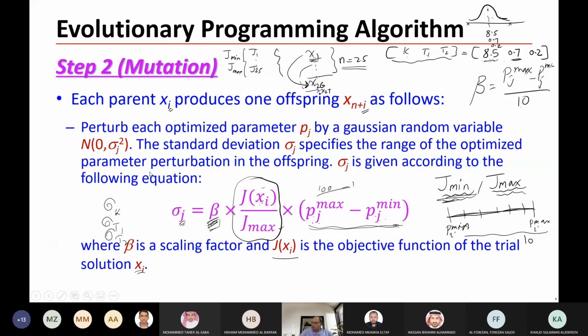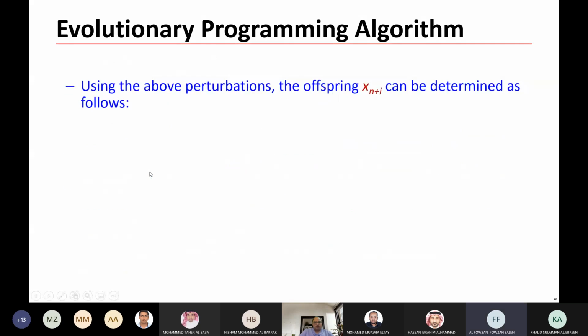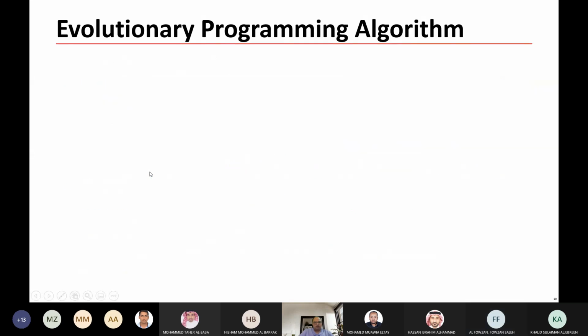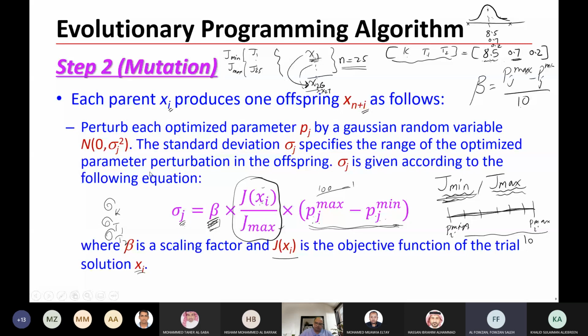Is it clear? Any questions? Doctor, just a quick question. When we divide the interval into, for example, 10 intervals here, are we talking about selecting one population and moving around within that interval? No, it's not population.